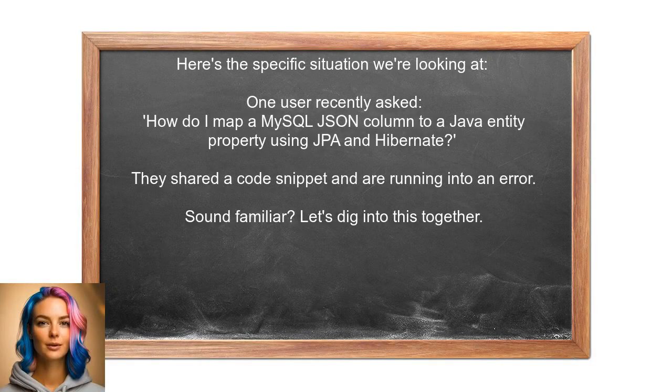Here's the specific situation we're looking at. One user recently asked, how do I map a MySQL JSON column to a Java entity property using JPA and Hibernate? They shared a snippet of their code, and it seems they are running into an error. Sound familiar? Let's dig into this together and find a solution.